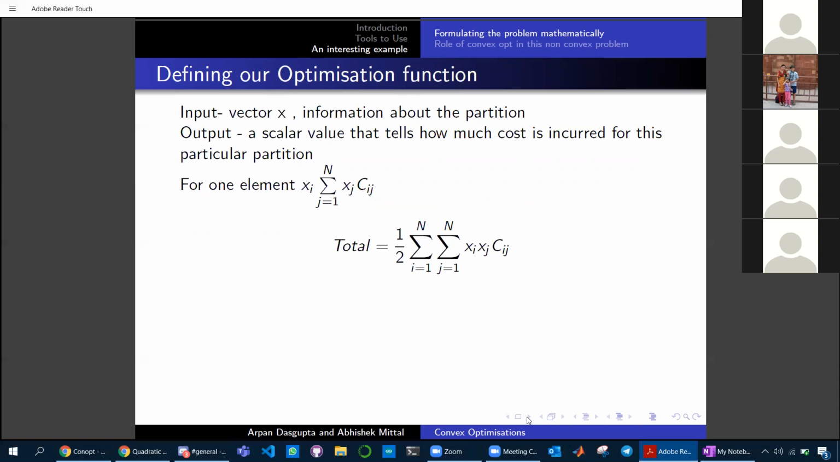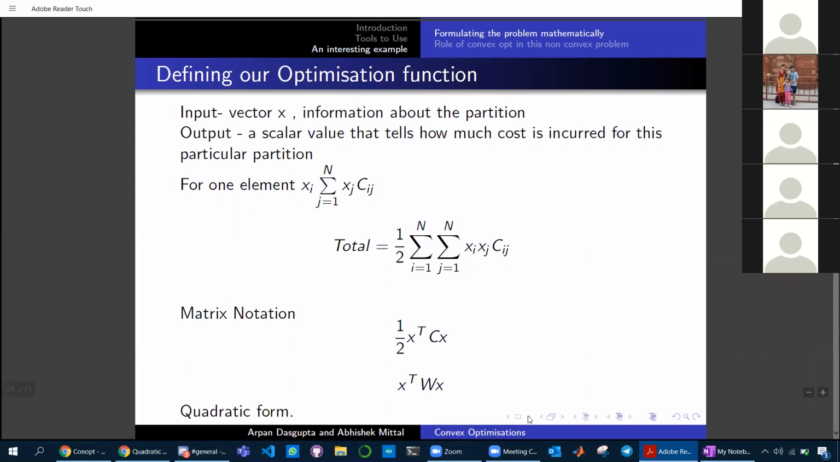So the total cost would actually be half times this entire summation, because due to the symmetry there's going to be a little bit of overcounting. If I write it in matrix notation, it's going to look like half x transpose Cx, where C is the cost matrix. I'm just going to group half times C together and write it as just W.